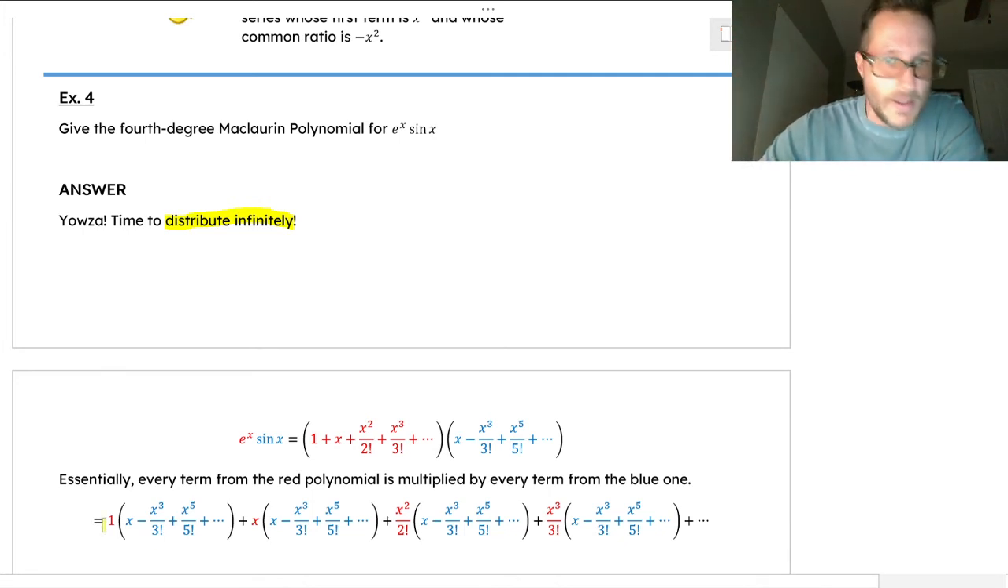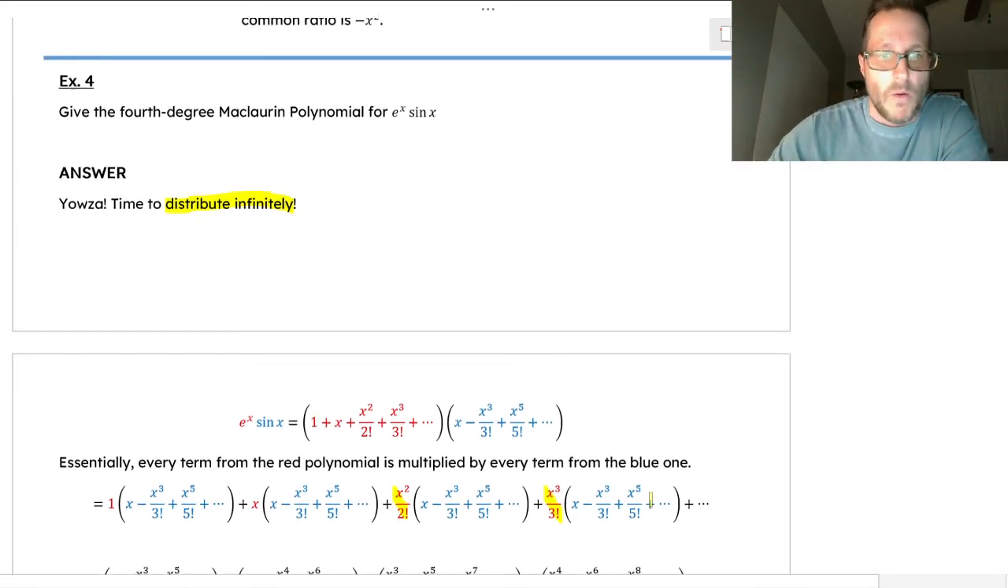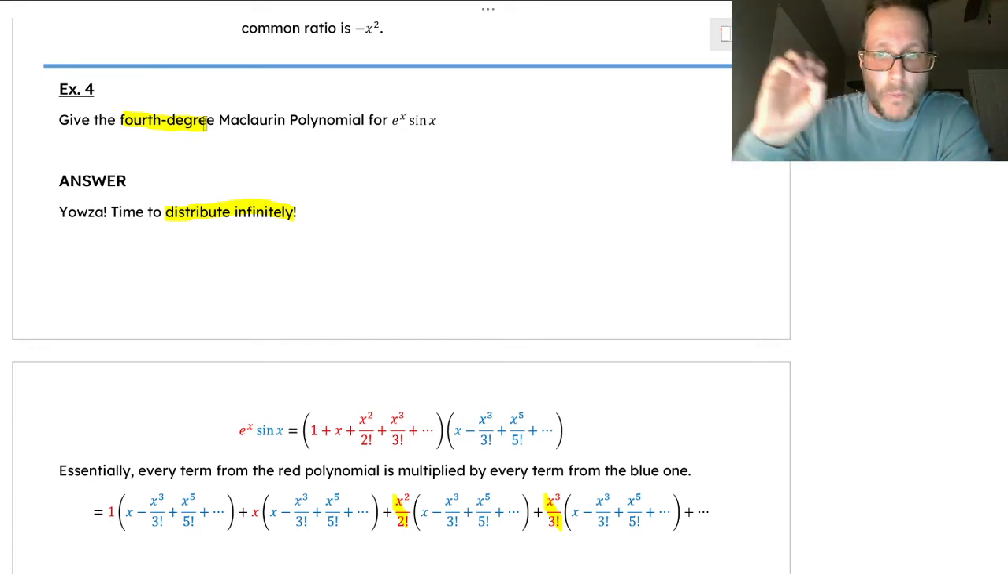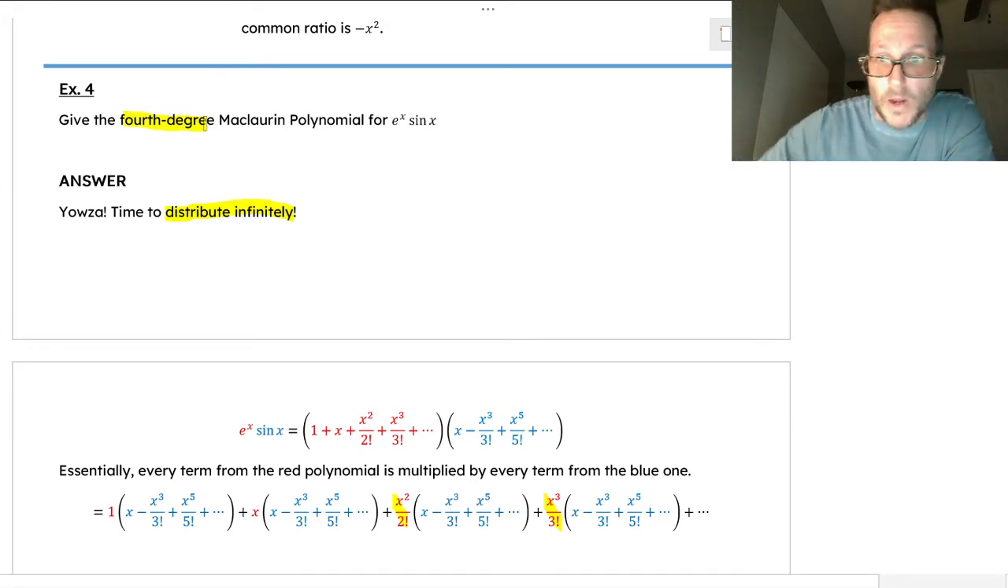All right, so 1 times everything. x times everything in the blue. x squared over 2 times everything. x cubed over 3 factorial times everything. Okay. Now, it wants a fourth degree, right? Let's backtrack. Think about fourth degree. We don't really care about anything above a fourth degree. If I went x to the fourth over 4 factorial and multiplied by everything in the blue, I'd already be bigger than x to the fourth. So I'm not going to worry about anything bigger than what I've got.